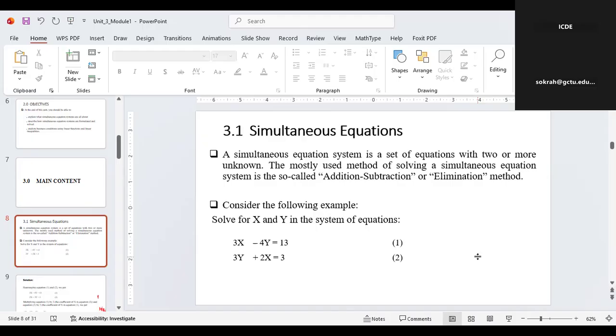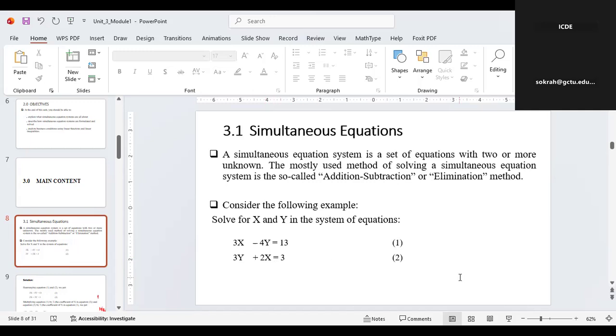Let's try to use one of them, maybe the elimination method, and see. So that's what we want to apply here. Let's consider the following example. You have to solve for x and y in the system of equations 3x minus 4y equals 13. That is equation 1. And equation 2 is 3y plus 2x equals 3.